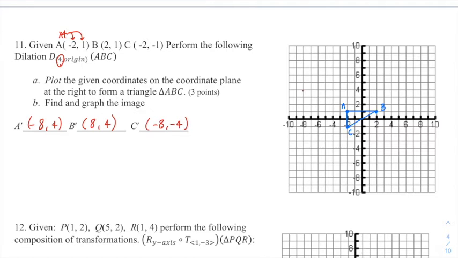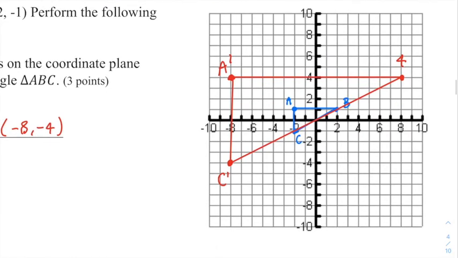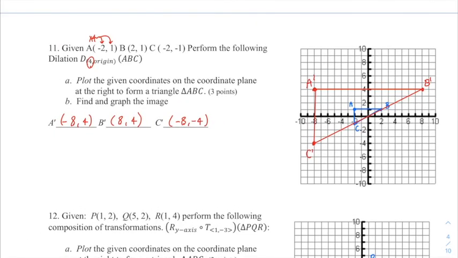-8 comma 4, plot a point there. 8 comma 4. And then -8, -4. And then there's your points right there. Oops, I don't know why I put a 4 right there. That should be B prime. And then that'll be it right there.